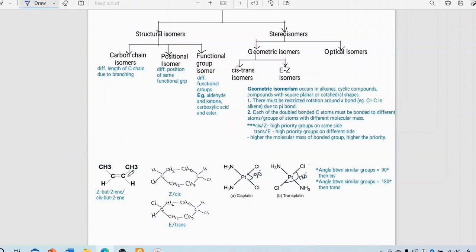And each of the double bonded carbon atoms, so this and this, must be bonded to 2 different groups of atoms. So this carbon atom over here is bonded to a hydrogen and bonded to a methyl group. So it is actually bonded to 2 different groups of atoms. Likewise, same for this carbon atom. So the requirements to fulfill the definition are there.